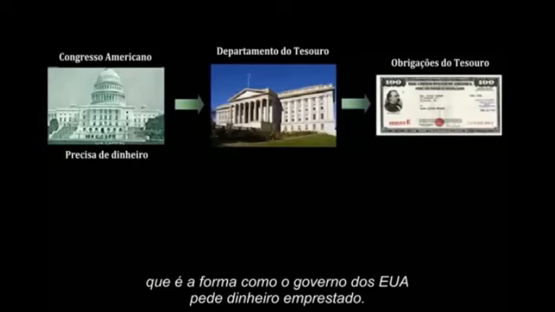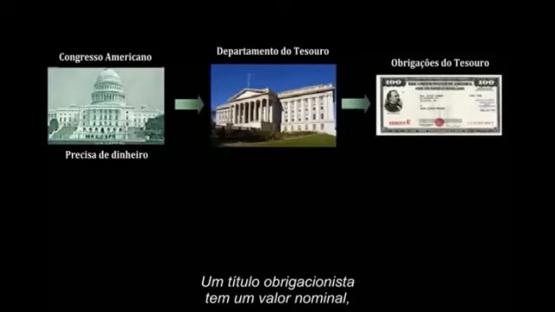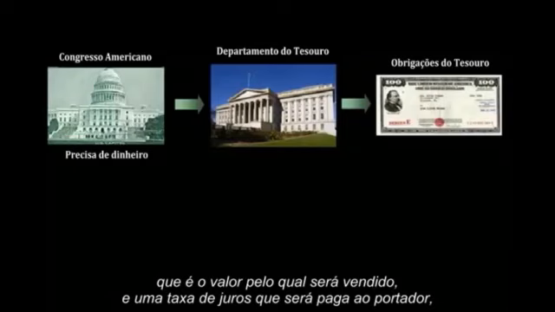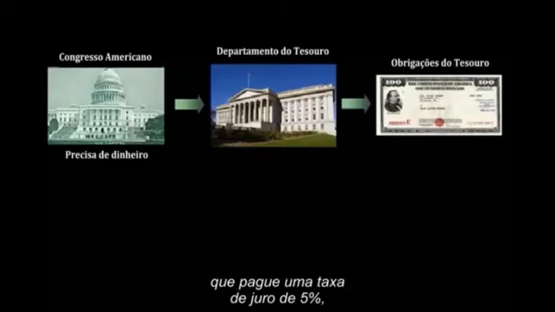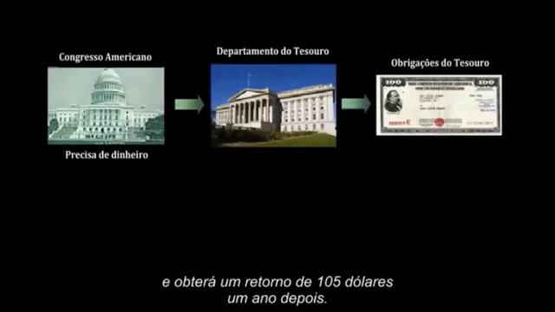government borrows money. A bond has a face value, which is the amount it will be sold for, and it has a stated rate of interest that it will pay to the holder. So if you bought a bond with $100 face value and that paid a rate of interest of 5%, then you'd pay $100 for this bond and you'd get $105 back in a year.